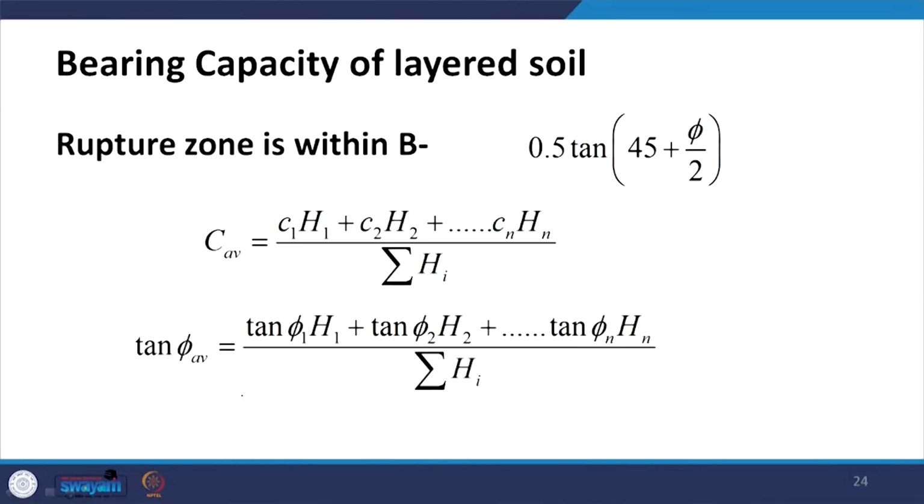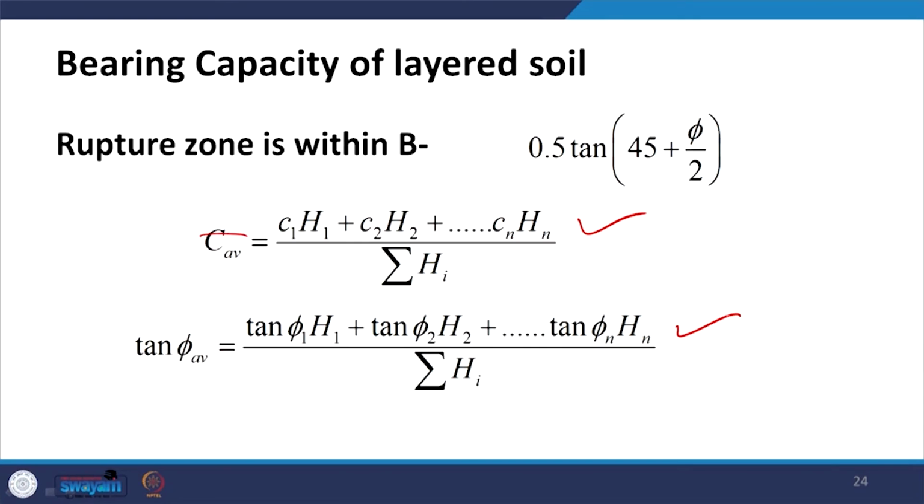In that case, there is a rupture zone within B below the footing, so instead of using a single value of C and phi, we use the average value of C as well as the average value of phi. Average value of C and average value of phi can be determined from these equations: C average and tan phi average.